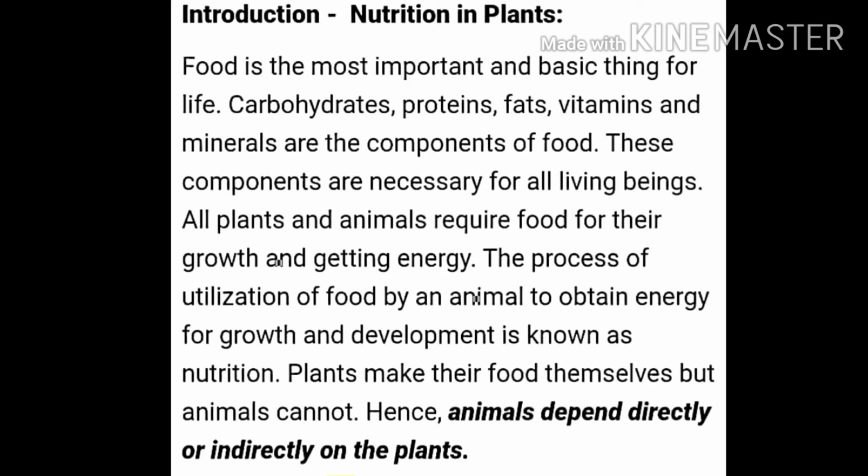On the other hand, animals cannot do this. So we can say that animals depend directly and indirectly on the plants. That's why plants are said to be the producers.